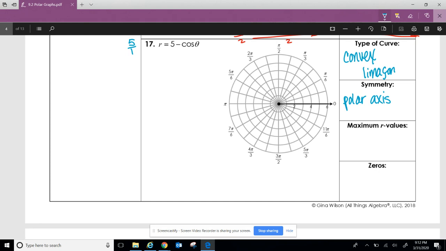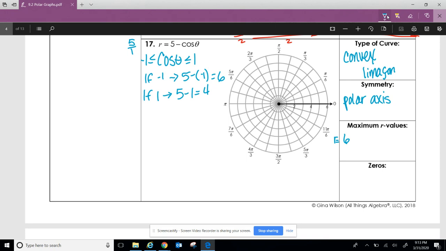First thing we look at is our maximum r value. Well, cosine theta oscillates between -1 and 1. So if it's -1, then this value becomes 5 minus a minus 1, which would be 6. And if the cosine theta is 1, we got 5 minus 1, which is 4. So our maximum r value is going to be 6.